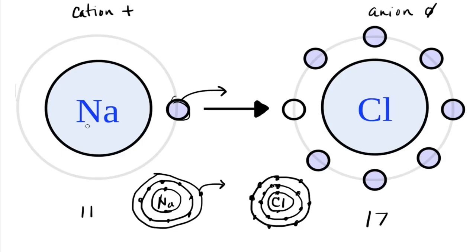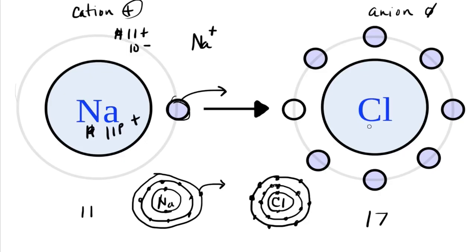Well, sodium is still going to have 11 protons, which is 11 pluses in the nucleus. But it no longer has 11 electrons. It gave 1 up. It only has 10 electrons. So there are 11 positive charges and only 10 negative charges. 11 minus 10 is plus 1. So it's a cation with a plus 1 charge. We would write this sodium plus. That indicates that it is a positively charged ion.